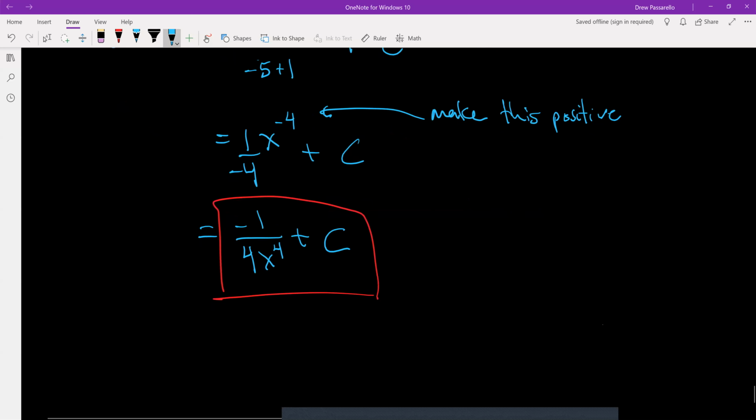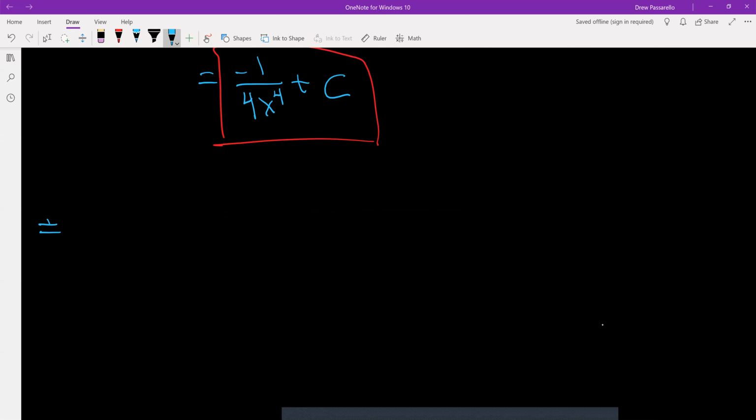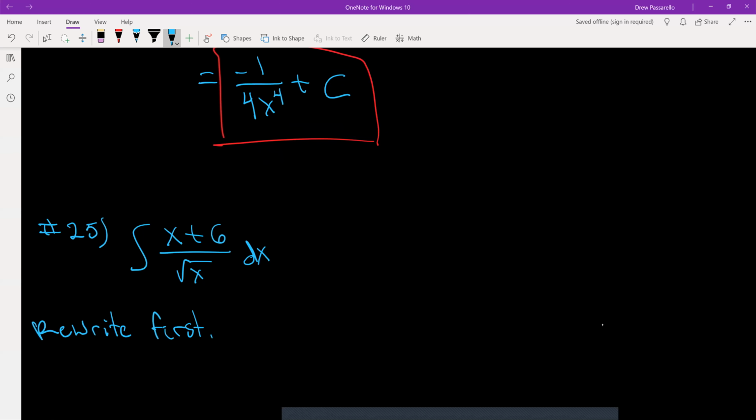Now number 25 is a little bit more difficult, because we have x's on top, x's on the bottom. So I'm going to see, can I rewrite this into something different where I can apply the integration rules. So I'm going to rewrite first, then apply integration rules or formulas.